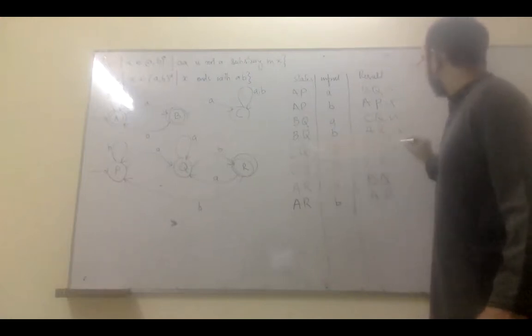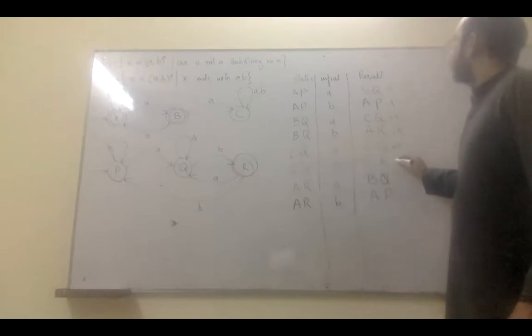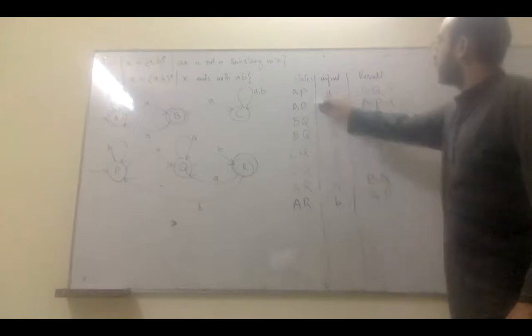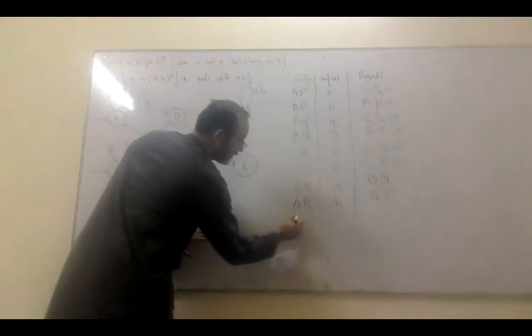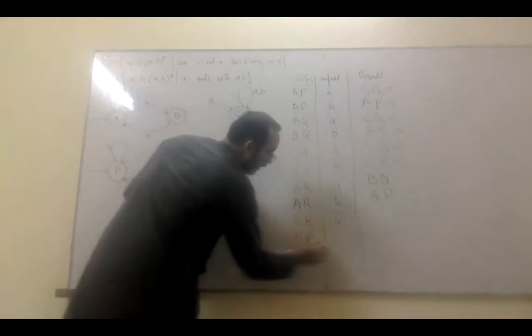CQ is already there, so I don't have to consider it. This CR is now. So CR, now I have to consider this CR. CR is not available here. So what I have to do, I have to write this CR here, and I have to check it with A and B.